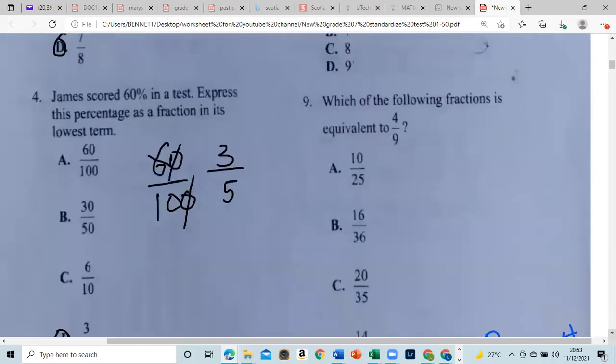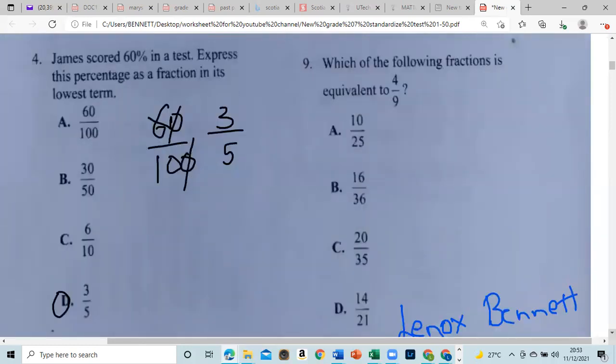All right. So which of the following fractions is equivalent to 4 over 9? See, 10 over 25. First of all, guys, whatever the answer is, it must be a multiple of 4, right? So it only can be this. 4 times 4, and 4 times 9, or 9 times 4 rather. So that's 16 over 36.